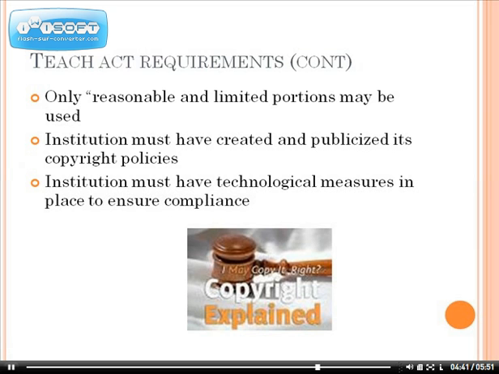In addition, only reasonable and limited portions, such as might be performed or displayed during a typical live classroom session, may be used. The institution must have developed and publicized its copyright policies, and the institution must implement some technological measures to ensure compliance with these policies beyond merely assigning a password.